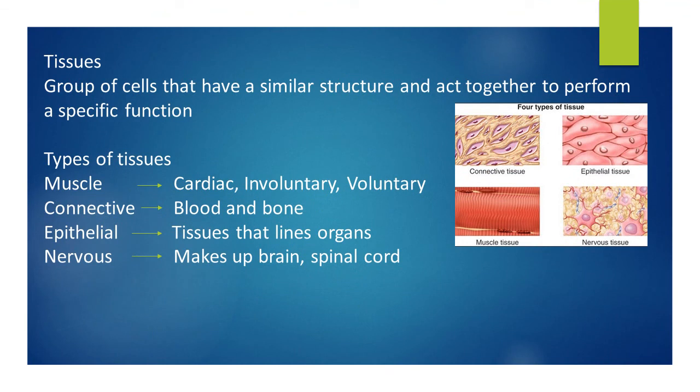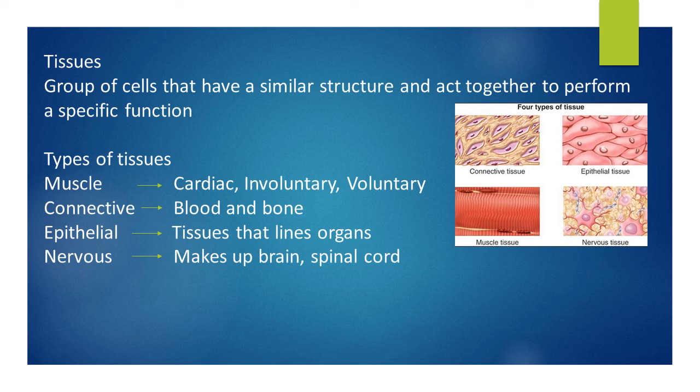Tissues. So what is a tissue? A tissue is a group of cells that have a similar structure and act together to perform a specific function. There are 4 types of tissues in the human body. First, muscle tissue, then connective tissue, then epithelial tissue, then nervous tissue.